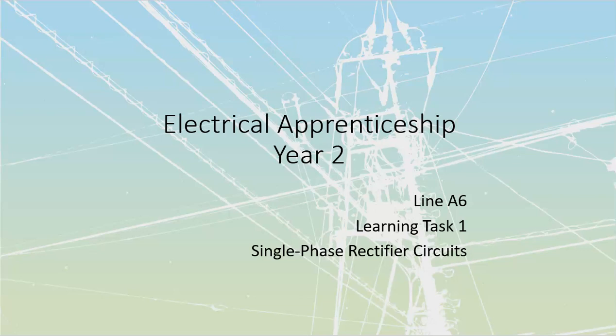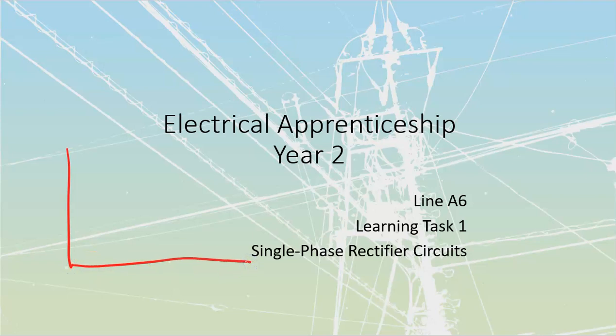All right, line A6, we are in learning task number 1, where we are going to take a look at single-phase rectifier circuits. And there's some new phraseology that we're going to have over here, rectifiers and converters. And what we're going to be doing is utilizing one-way devices. Because we know that ultimately, whatever DC is, it is always going to be unidirectional.